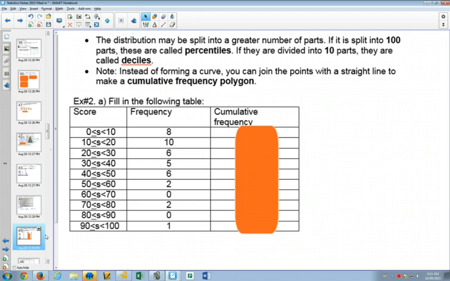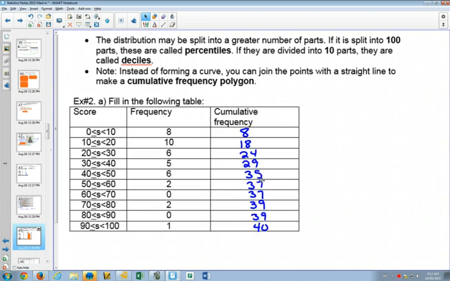Now, you can draw a cumulative frequency curve, which is a nice curve through everything. There's also something called a cumulative frequency polygon, and the only difference between the two is instead of drawing a nice smooth curve through everything, you draw straight stick lines through everything. So that's what we're going to do for this one. There is the cumulative frequency. If you were doing it already, you can check if your numbers added up.